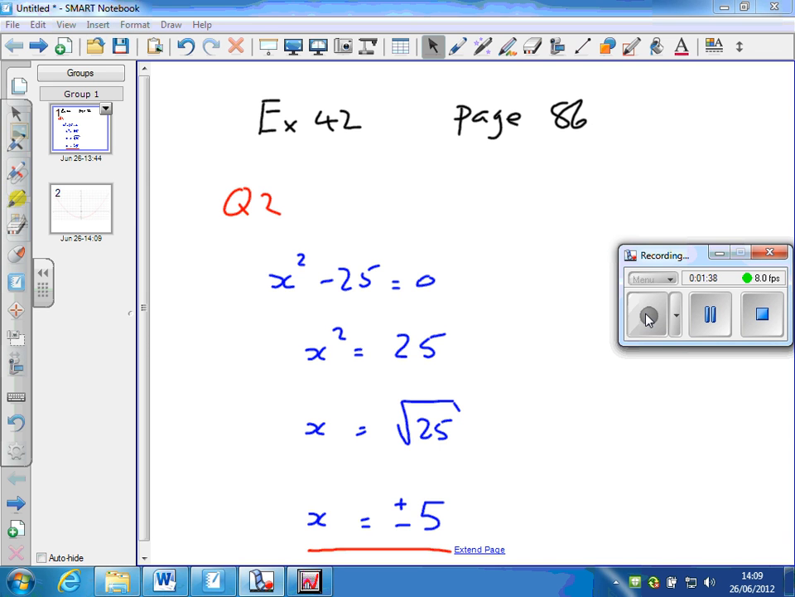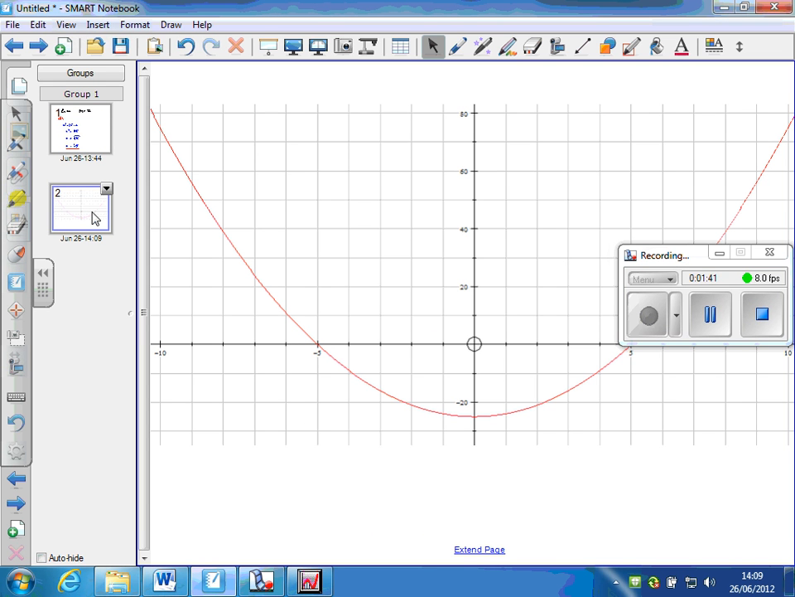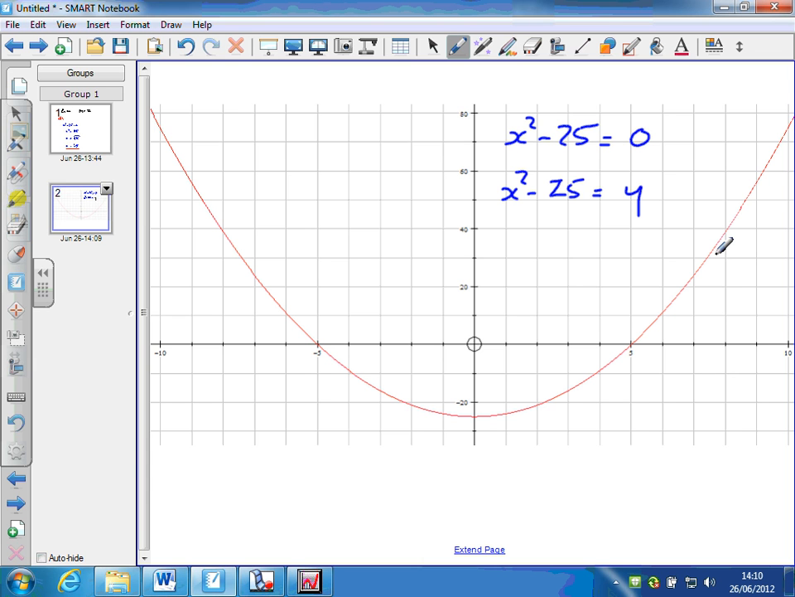If I plot this onto Autograph, I can see the two solutions. Remember, I want to solve x squared minus 25 equals 0. Well, if I plot x squared minus 25 equals y on some graph plotting software like Autograph, then I'm looking for values when y equals 0. So if you look at the graph here, and I've plotted it on Autograph and put it into these notes, when y equals 0 is this line here.